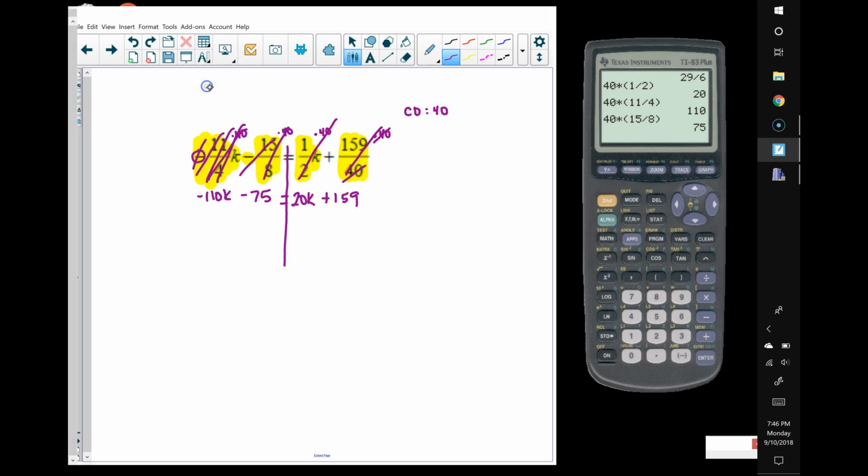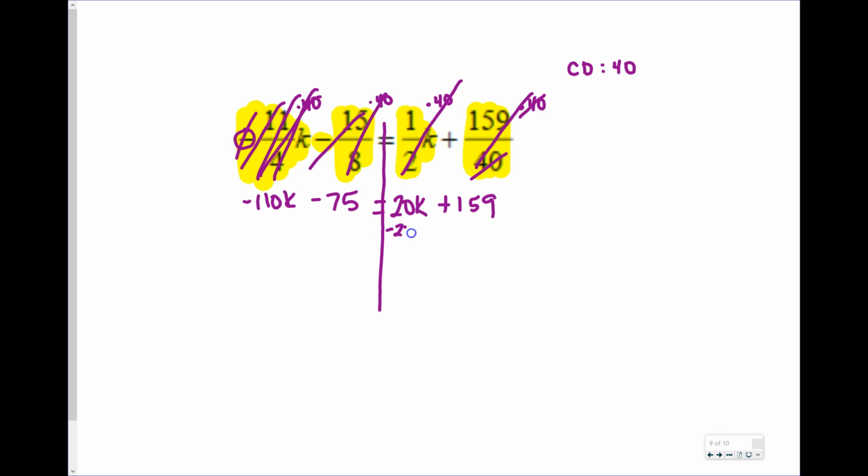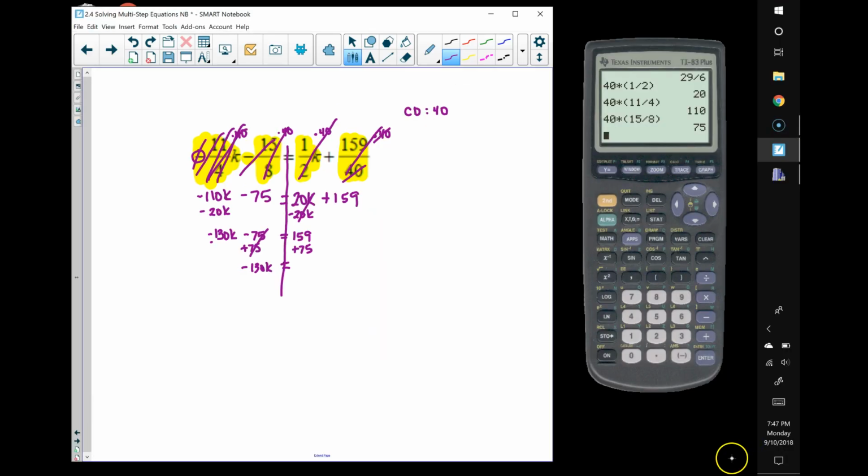Now this is like a problem you guys have seen a million times. Get your variables on one side. Negative 110K minus 20K is negative 130K. Bring down the negative 75 and the 159. You might be working with big numbers. Don't freak out. That's okay. Oops, don't divide yet. Don't do that. My bad. Add the 75 over. They cancel out. You get negative 130K equals, I'm going to do that in my calculator because I can't do that in my head. So 159 plus 75 equals 234.